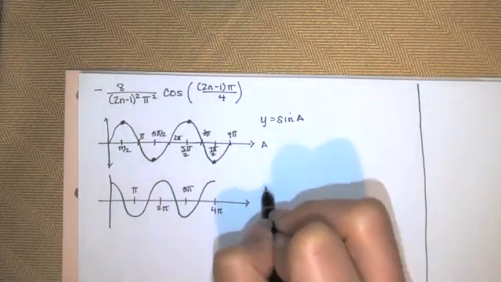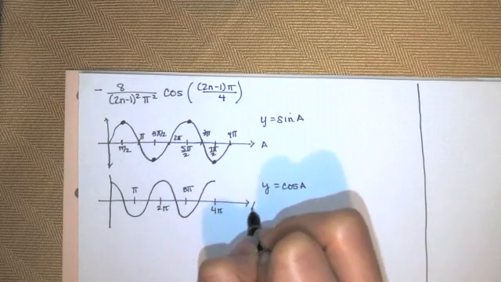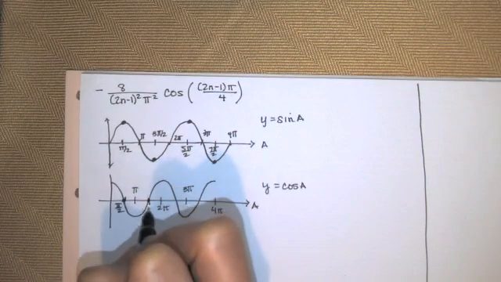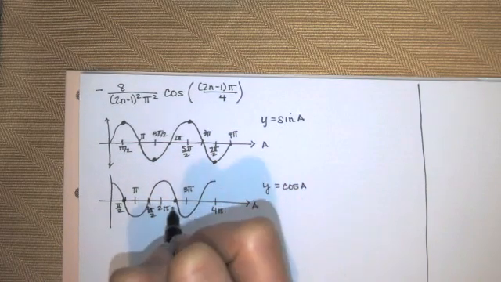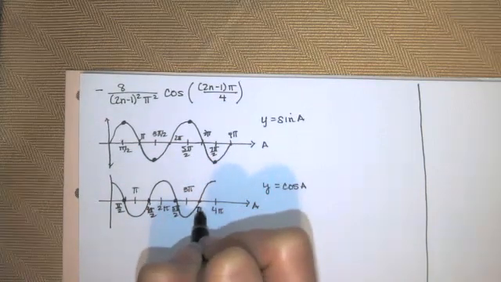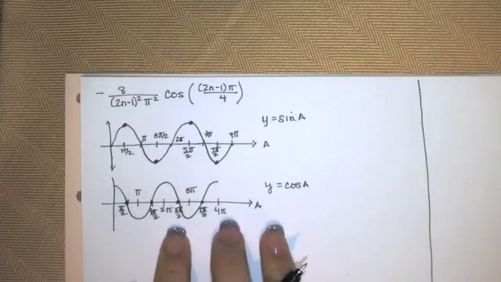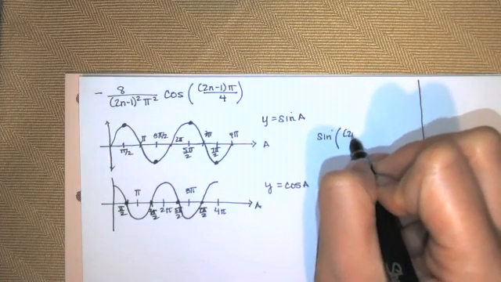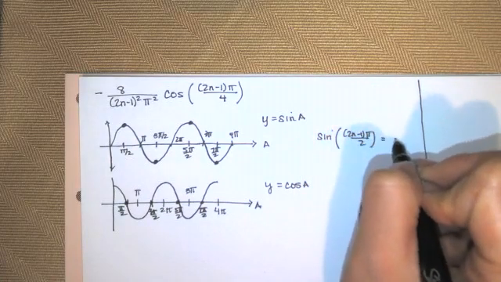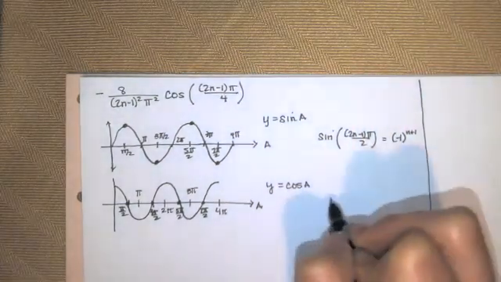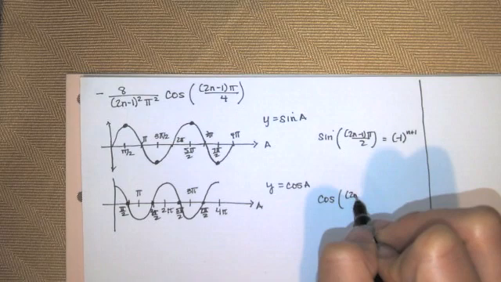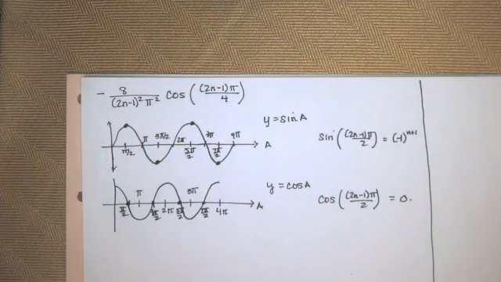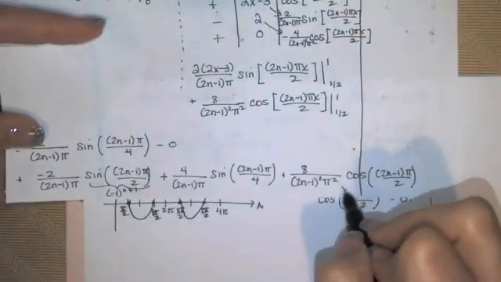Cosine looks like this. Get cosine of some angle. And at pi over 2, we get 0. And at 3 pi over 2, we get 0. And 5 pi over 2, we get 0. All of the odd multiples of pi over 2 give us 0. So that means, let's see, what did we just say? We said sine of 2n minus 1 times pi over 2 turns out to be -1 to the n plus 1. And cosine of 2n minus 1 times pi over 2, those are odd multiples of pi over 2, will give us 0. So that means this term is gone.